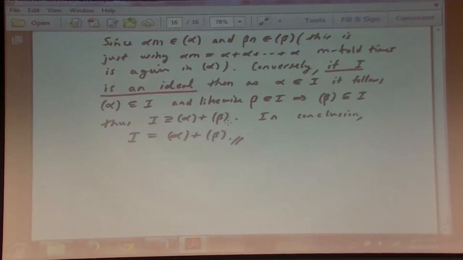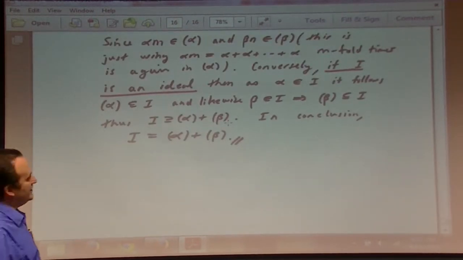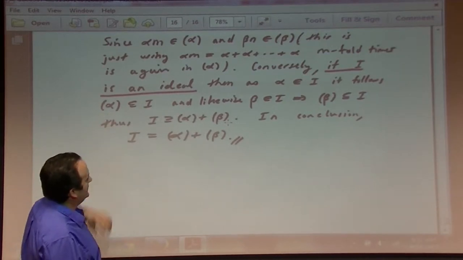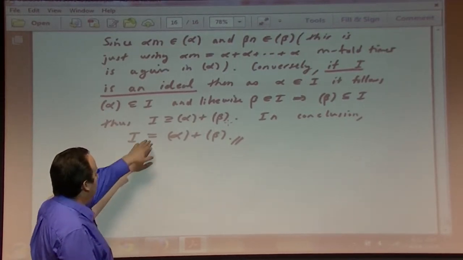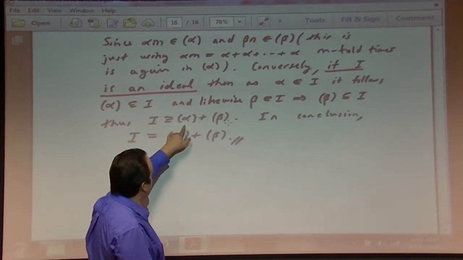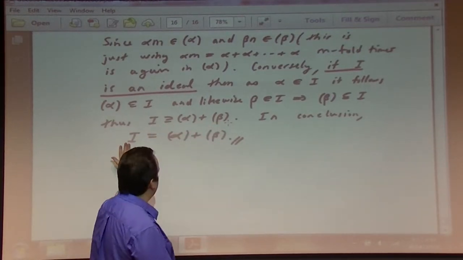Conversely, if I is an ideal, then if alpha is an element of I, it follows that the ideal generated by alpha is in I. And likewise for beta. Thus I contains alpha and beta, but that means that this is equal to that.